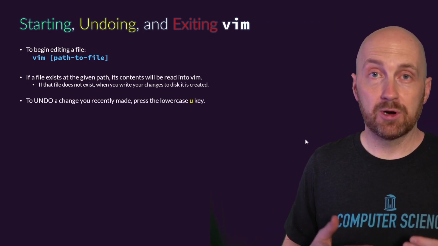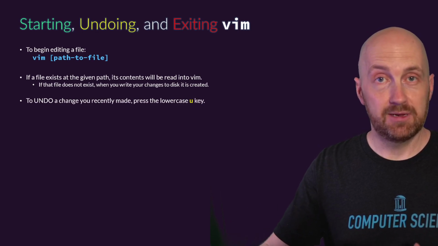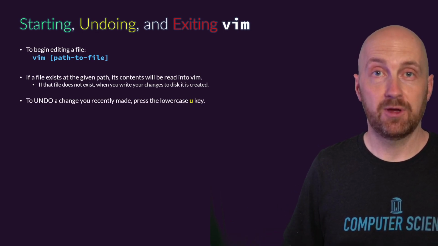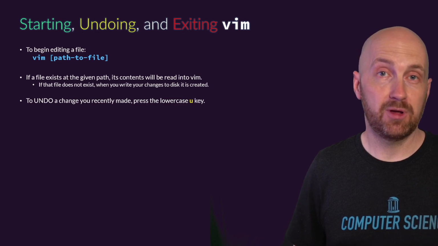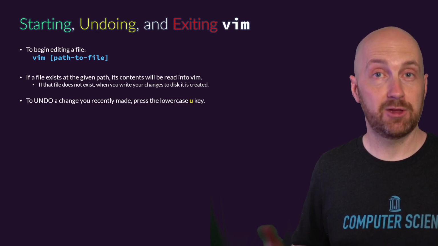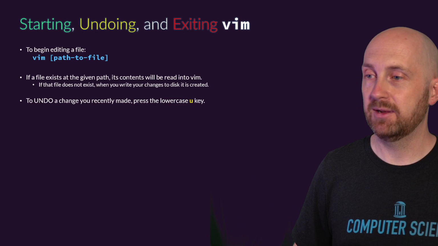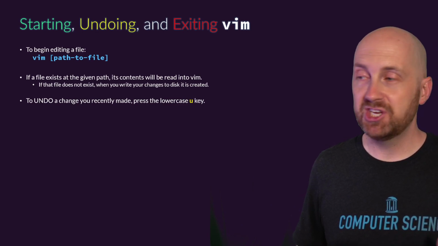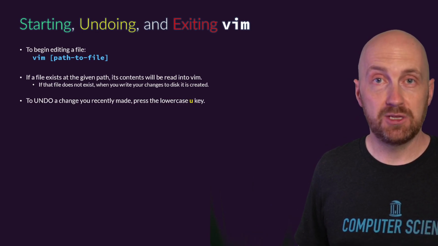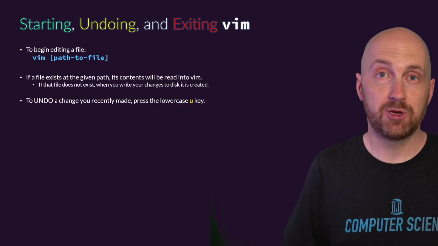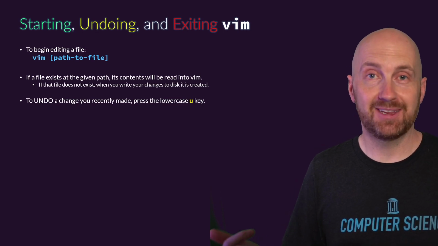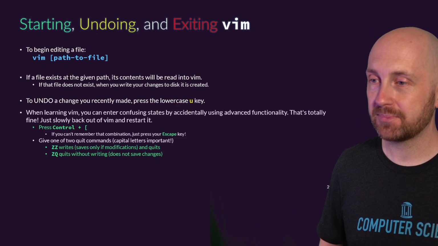When you're working on a brand new file, you'll see an empty file buffer load when you first open that file in Vim. But if you use Vim to open a pre-existing file, you would see its contents in the editor instead. When we're making changes, we can undo those changes with the U key. I'll come back to this, but just know that if you make a change and you need to undo it, the easiest way is just to hit U.